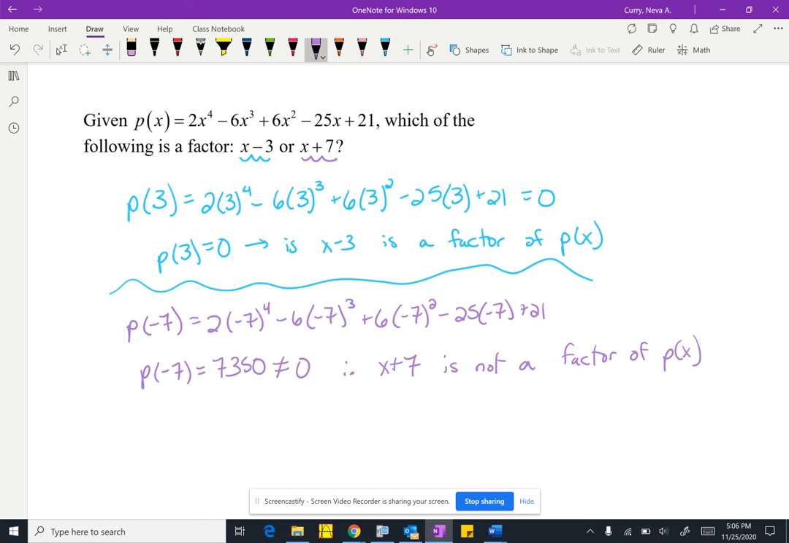Or we could say the 7,350 would be the remainder if we had divided the polynomial by x plus 7.